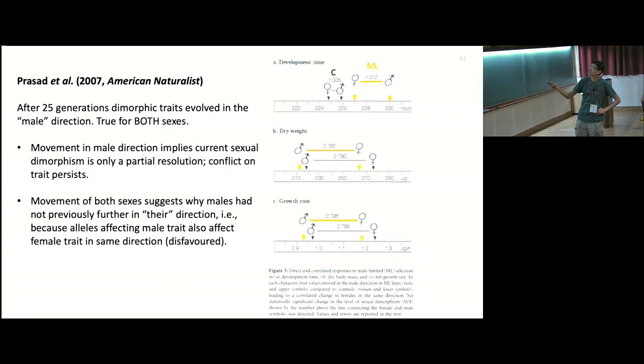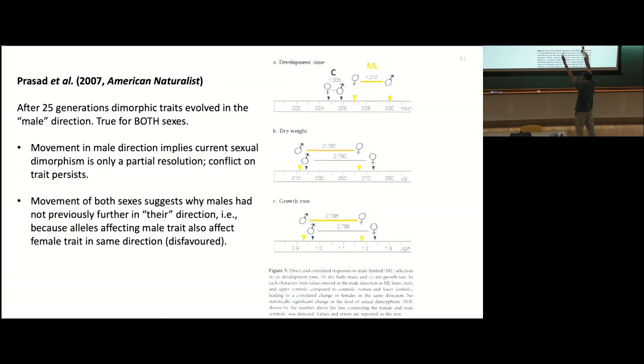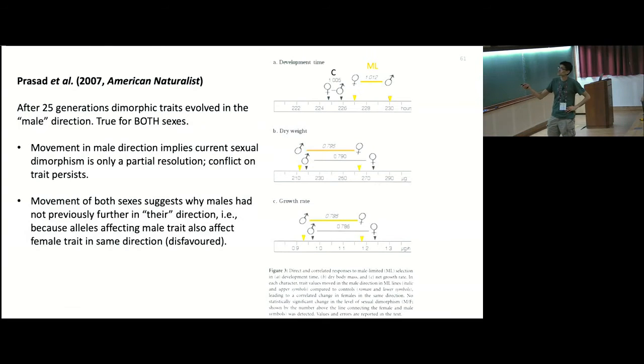And here's another trait, dry weight. Males tend to be smaller than females. And again, the males have moved in the male direction. They were smaller than females to begin with, and they evolved to be even smaller. And when they do, they drag the effect on females with them. And then this is growth rate, which I think is just one divided by the other, if I remember correctly.